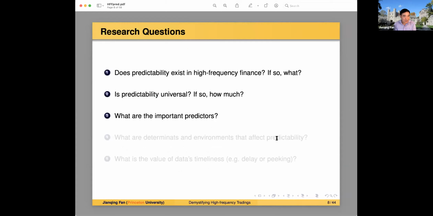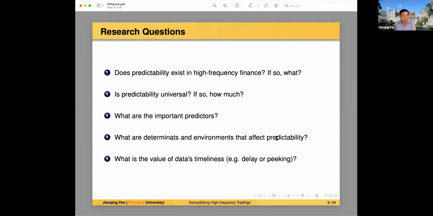So our question is the following: does predictability exist in high-frequency finance? And if so, what can be predicted? Of course, we cannot exhaust all of those; we just showcase a few aspects. The second question is, is predictability universal? Are you only lucky on certain days for certain stocks, or is it really universally predictable? If so, how much can you predict? And what are the important predictors? Further, probably more interesting, what are the determinants and environments that affect the predictability? And what is the value of data's timeliness, whether you are able to look forward, or you delay getting your data?